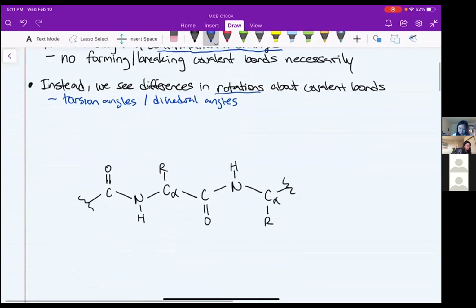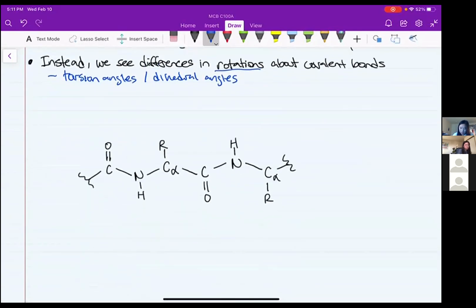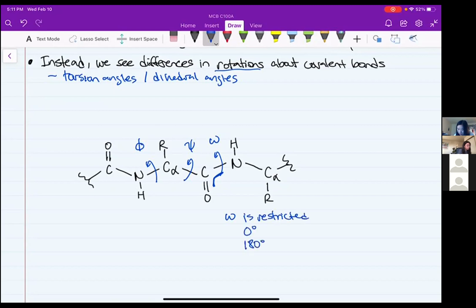And there are 3 of them. Between your nitrogen and alpha carbon, we have phi. Between your alpha carbon and carbonyl, we have psi. And then between your carbonyl and nitrogen, we have omega. Because of this double bond character that we have here, omega is actually going to be partially restricted. So omega is restricted to 0 degrees or 180 degrees.